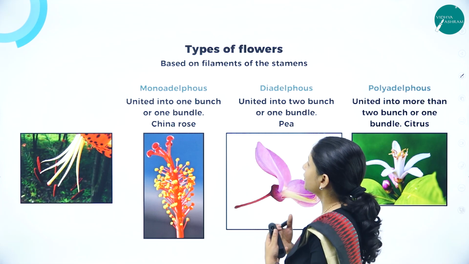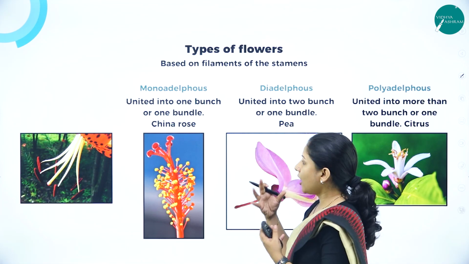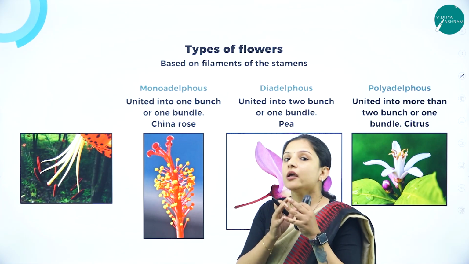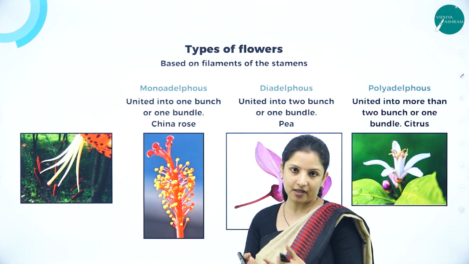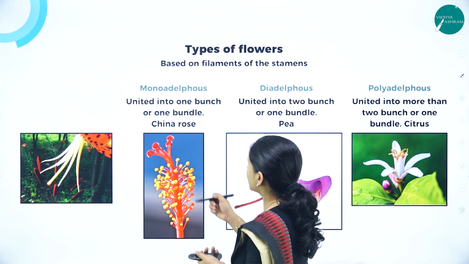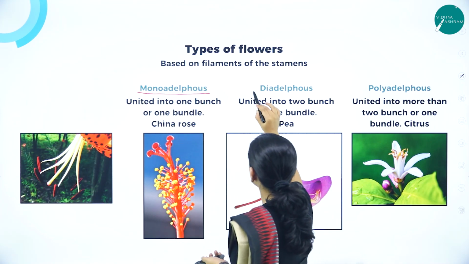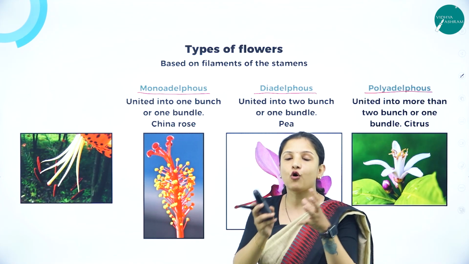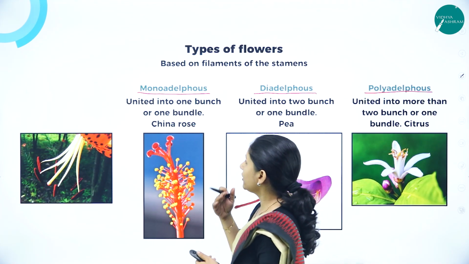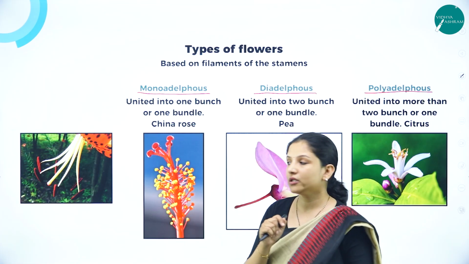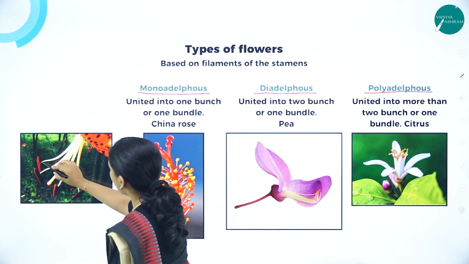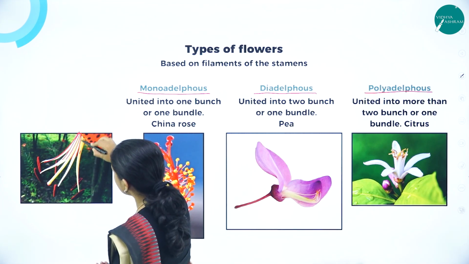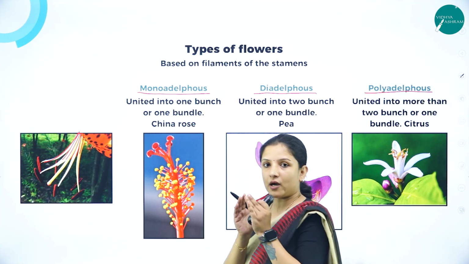Next, based on the filaments of the stamens, like how are the filaments of the stamens arranged, or how are the stamens arranged, in how many groups or bundles they are arranged. Based on that, the flowers can be called monadelphous flowers, diadelphous and polyadelphous. Adelphous means to adhere, to form groups. So here monoadelphous means they are united in only one bunch. If you can see here, all the stamens come and meet at a particular point, forming just one bunch. It is just one bunch.